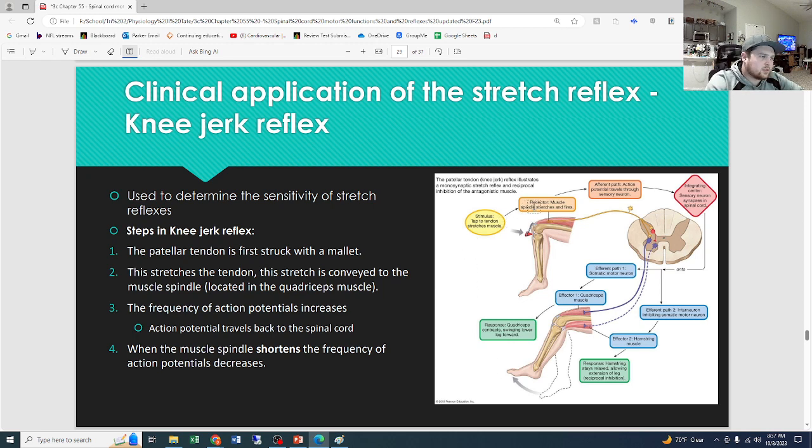Okay, so the stimulus, the muscle spindle stretches and fires. The action potential travels through the sensory neuron. The sensory neuron synapses in the spinal cord. We get the somatic motor pathway with the quadriceps muscle. The quadricep contracts, swinging the lower leg forward. And then we also have here an efferent path 2, where the interneuron inhibits the somatic motor neuron.